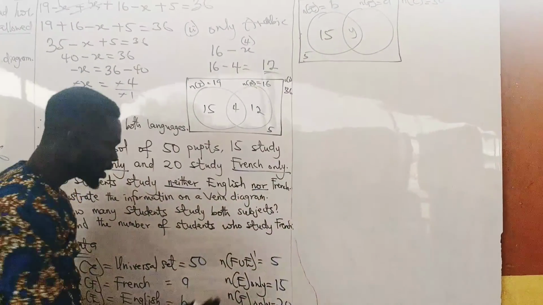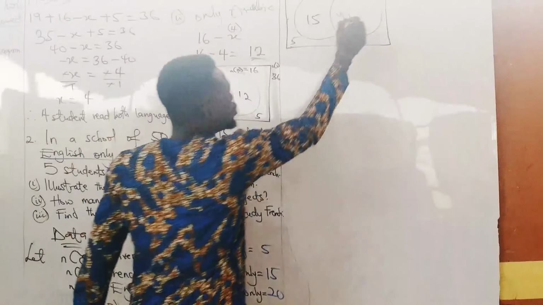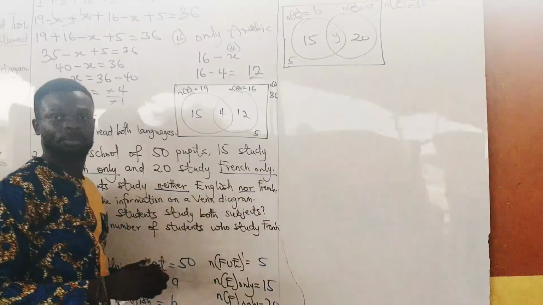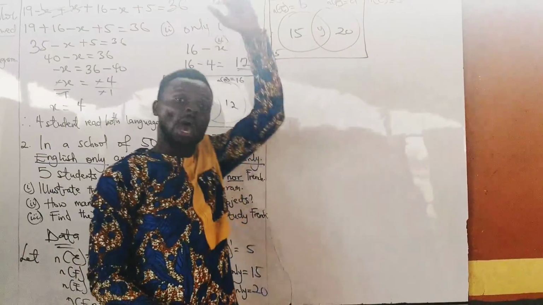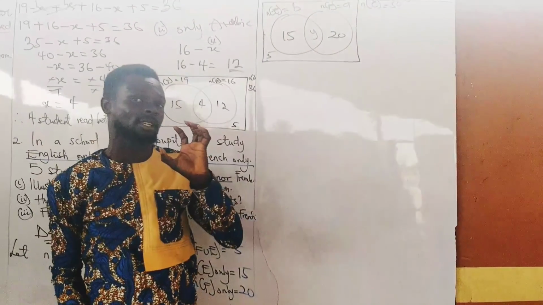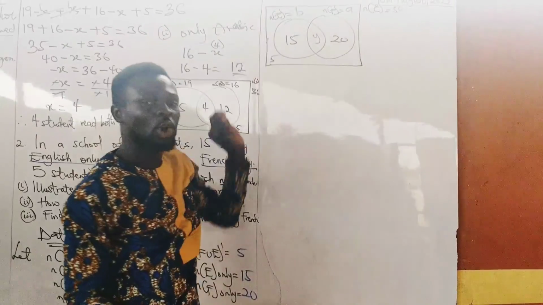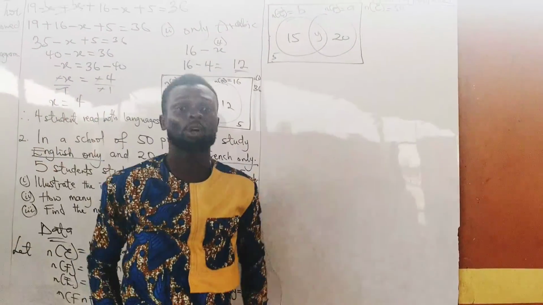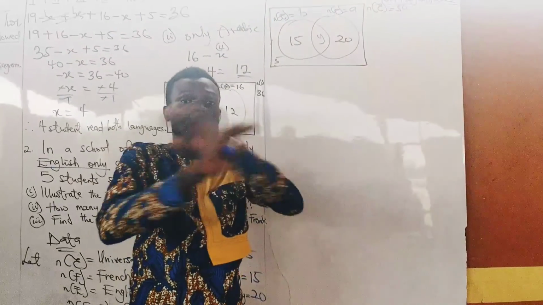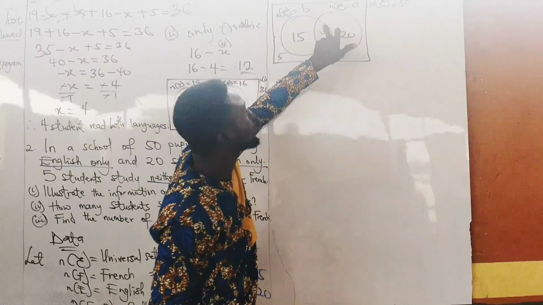15. French only. Given to you. 20. Put it there for them. If it wasn't only, just as we did here, it will go up, bring it down, subtract the intersection. But since here it is only, once you bring it in, don't subtract the intersection. Why? Because they study the subject only that one. They didn't include this one.